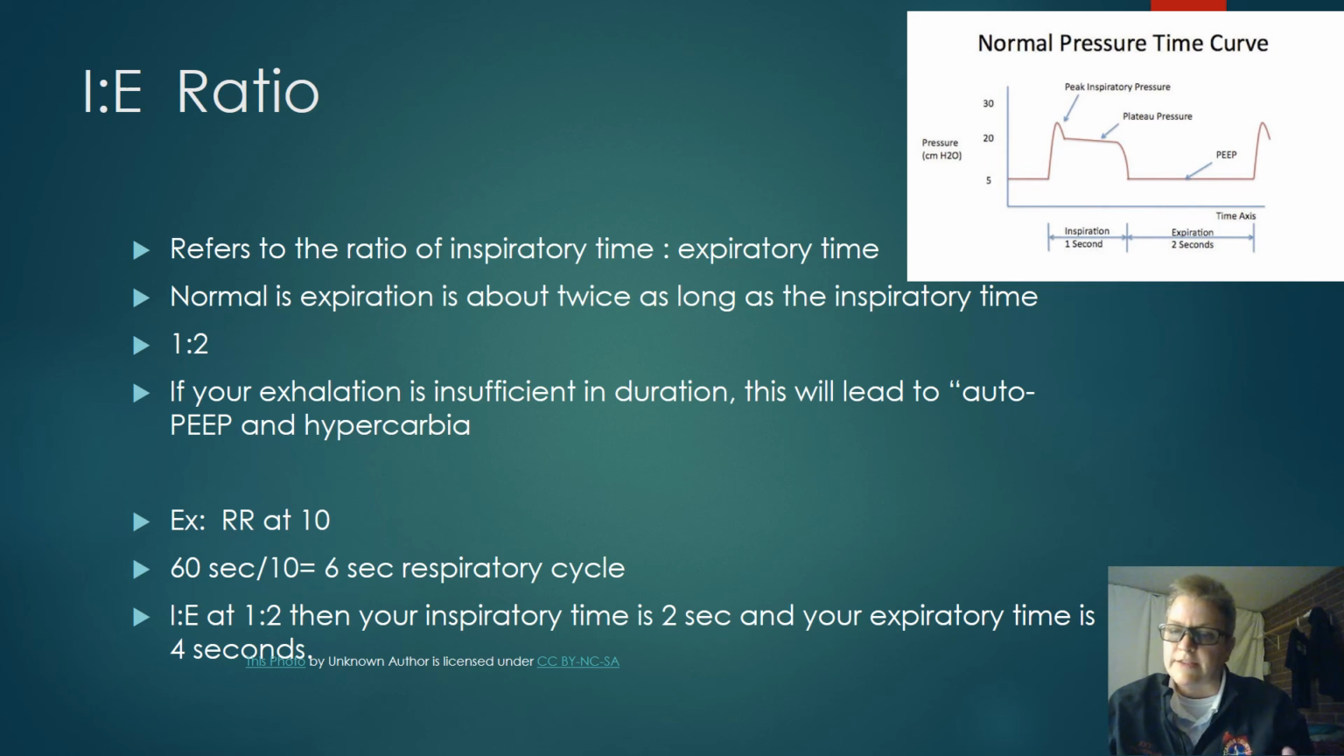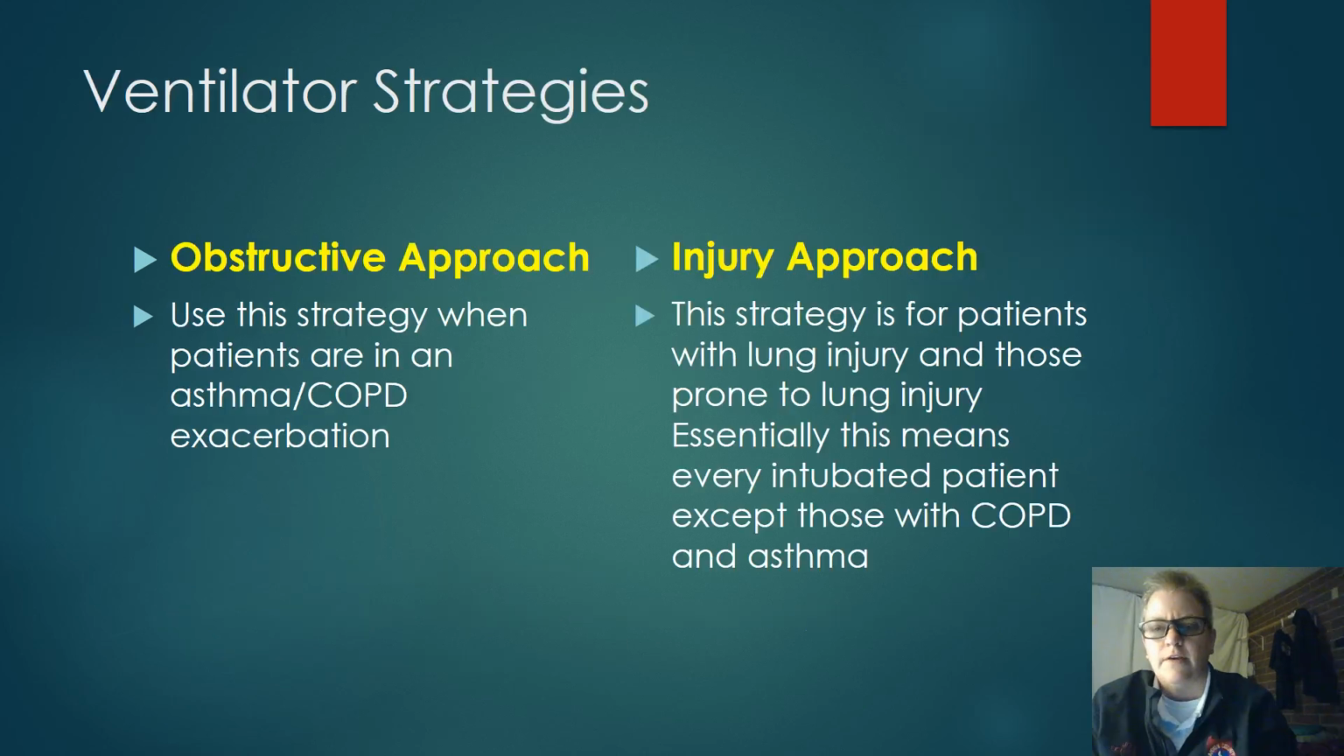Now, advanced settings, when you have a really obstructed patient, you're going to find your critical care paramedics might increase their I/E ratio from 1 to 2 to maybe 1 to 3, 1 to 4, or 1 to 5. We can't do that. That's a critical care thing. But I'm just trying to explain what this I/E ratio is.